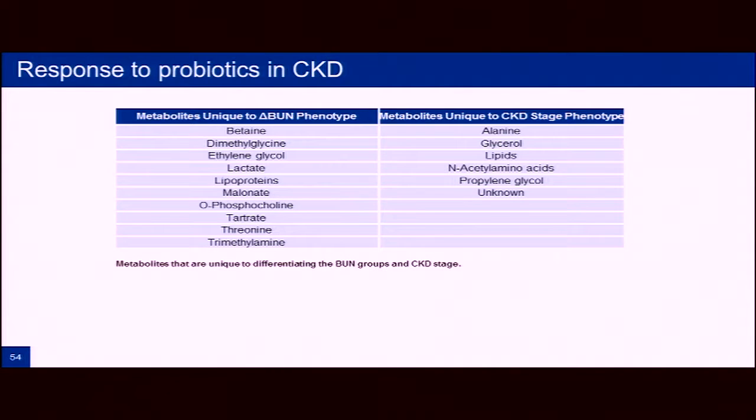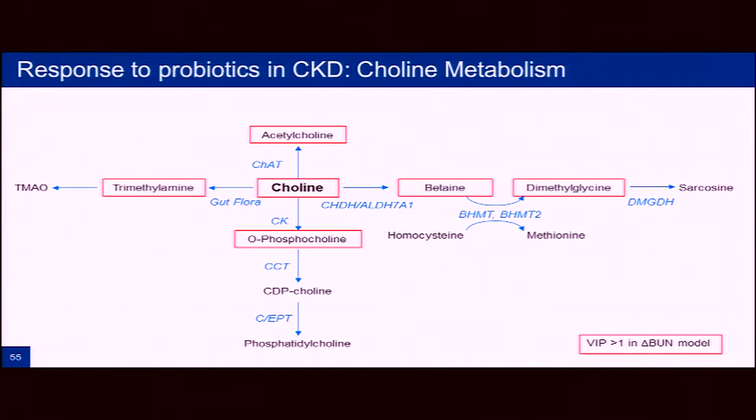And really, the pathway that sticks out to us here is choline metabolism. So this is just a diagram of choline metabolism. And in the red boxes are the metabolites that we measured as being different between the responders and non-responders at baseline. So we have very good coverage of this pathway, and it seems to be changing, or seems to be dramatically different between the responders and non-responders.